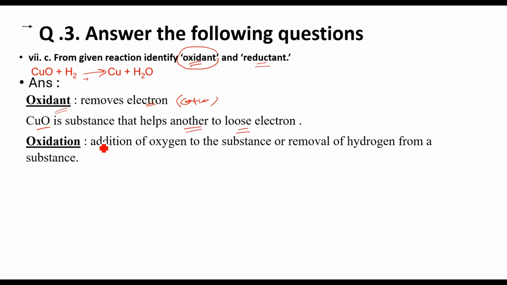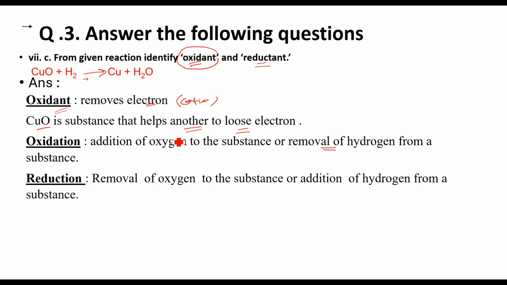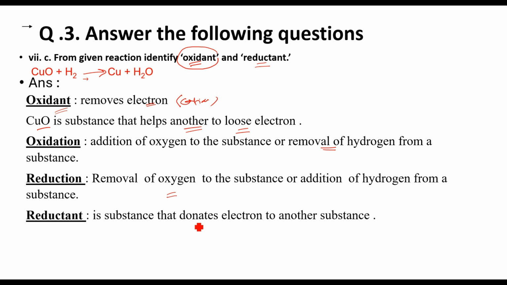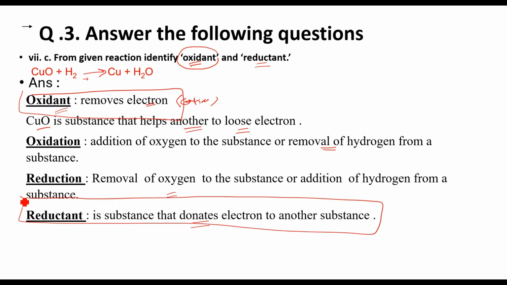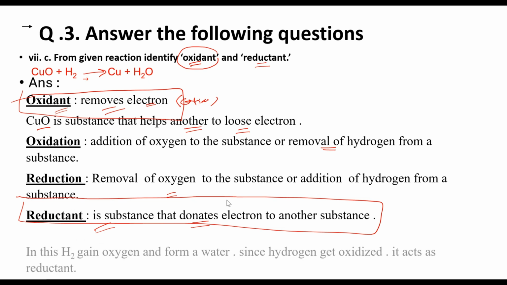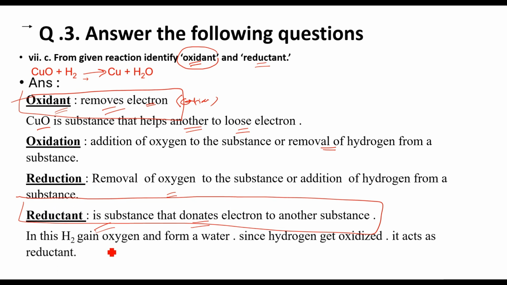Then what is oxidation? Addition of oxygen to a substance or removal of hydrogen, that we know. Then reduction is removal of oxygen. And what is the reductant? A substance that donates electrons. Here the question is asked about who is the oxidant and who is the reductant. We have to focus on these two parts. Oxidant removes the electron. Reductant donates the electron to the other. So here H2 gains oxygen and gets oxidized, acting as a reductant.